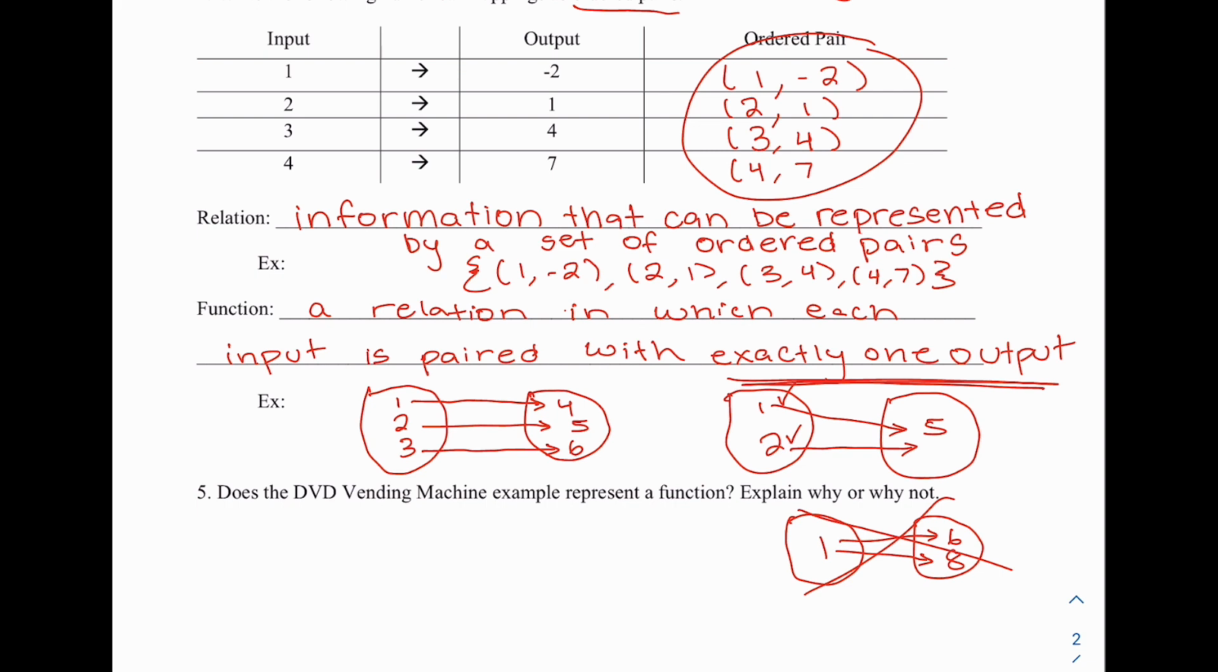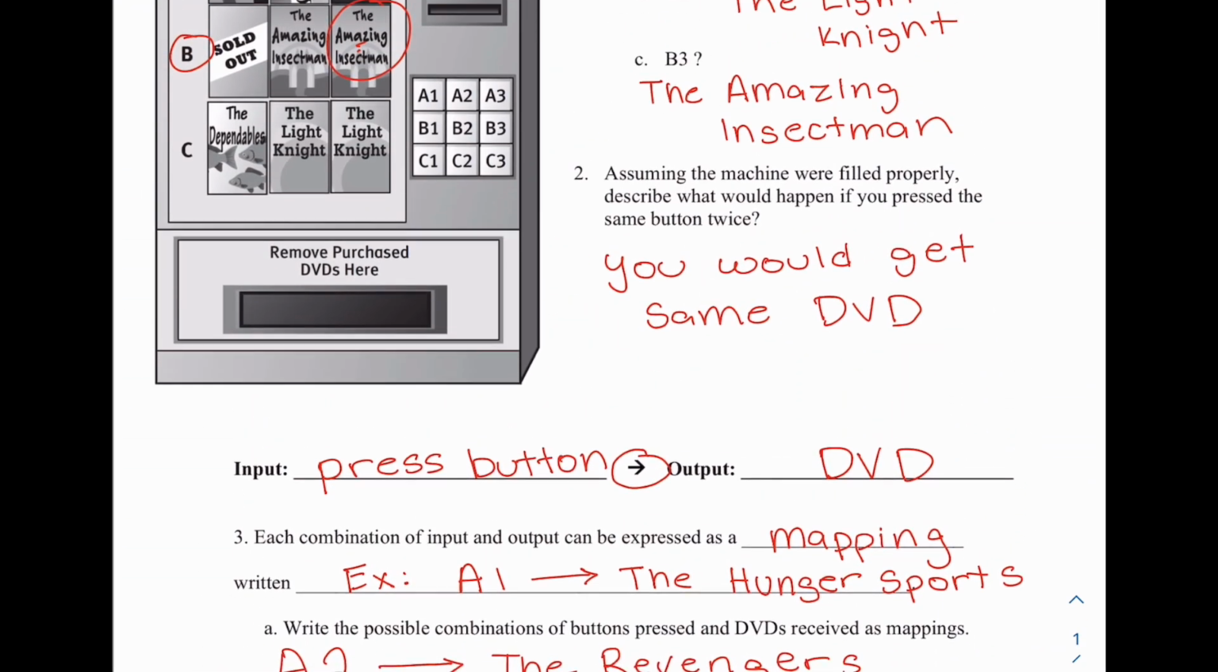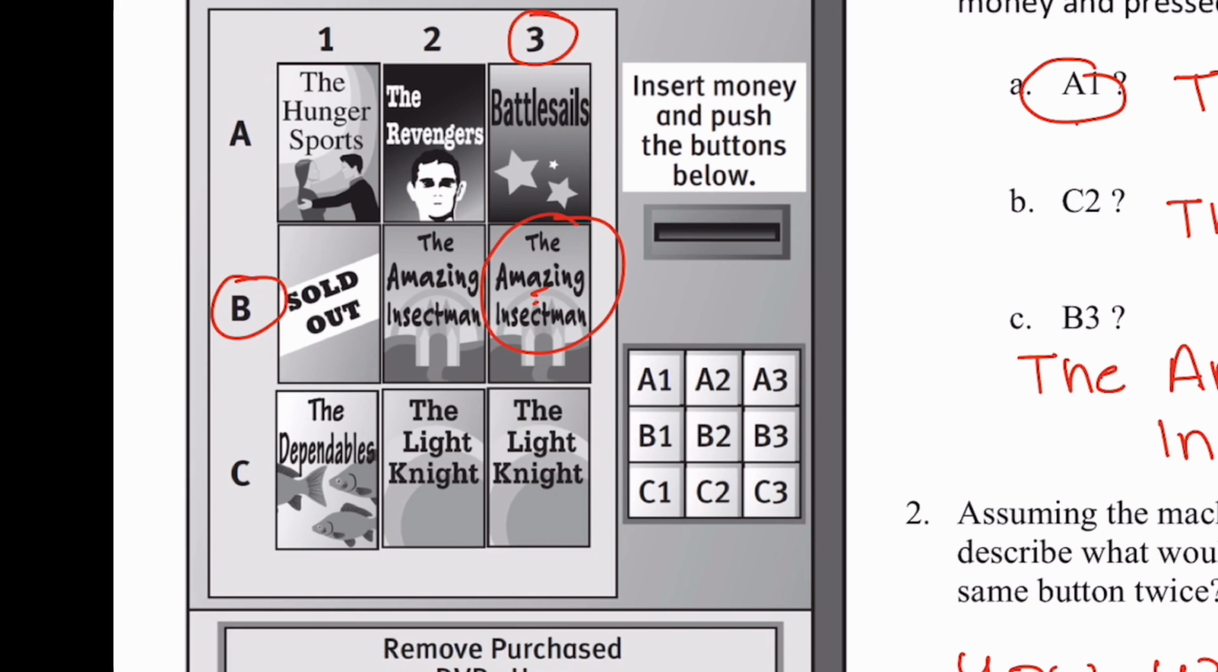So in question 5, it's asking, does the DVD vending machine example represent a function? So let's look back at our vending machine. Does every input only have one output? Meaning, does every button have its own movie? And the answer is yes. There is never a time where you will press a button and you will get 2 different movies. Now, it's okay that 2 buttons have the same movie. For example, if you press C2 or C3, you will still get The Light Knight.